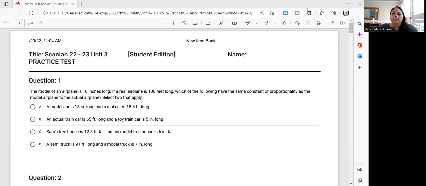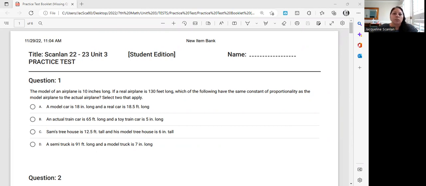Okay, let's start with number 1. Question number 1 says, the model of an airplane is 10 inches long. If a real airplane is 130 feet long, which of the following have the same constant of proportionality as the model airplane to the actual plane? Select 2 that apply.